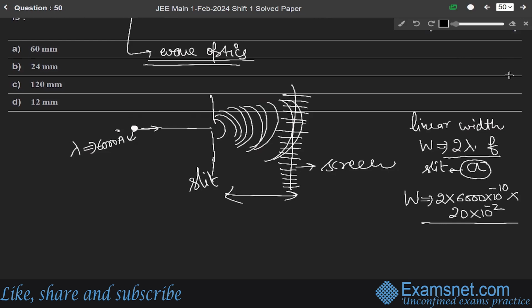Okay, so a is given as 0.01 mm, means 1 into 10 to the power minus 5 meter. So solving it, we get width equals 2.4 into 10 to the power minus 2, means 24 mm. Okay, so our correct answer is option B, 24 mm.